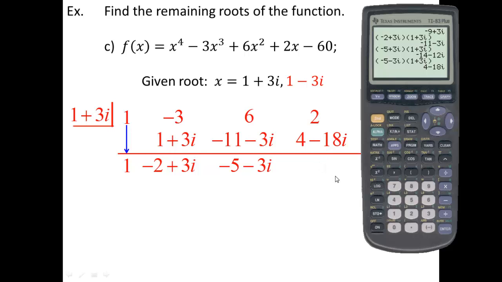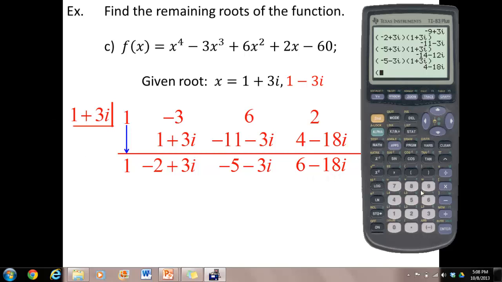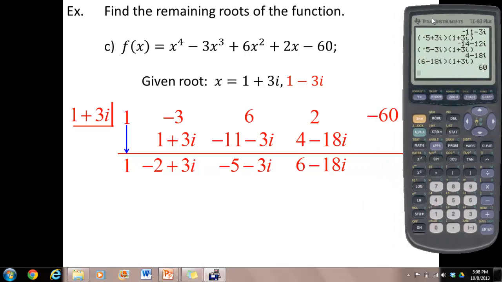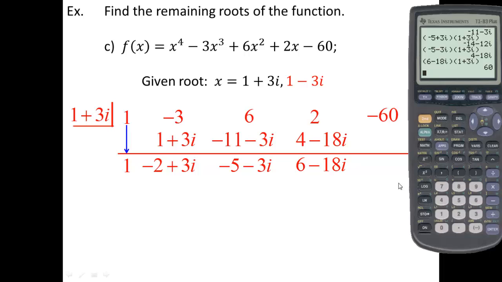Add it with the 2, and I get 6 minus 18i. One more step. I'm going to do 6 minus 18i times 1 plus 3i. Let's be a little bit more careful this time. So 6 minus 18i times 1 plus 3i. And I get 60, which is exactly what I was hoping it would be, because now that 60 cancels with the negative 60 and I get my happy face. So I've done my first iteration of synthetic division.